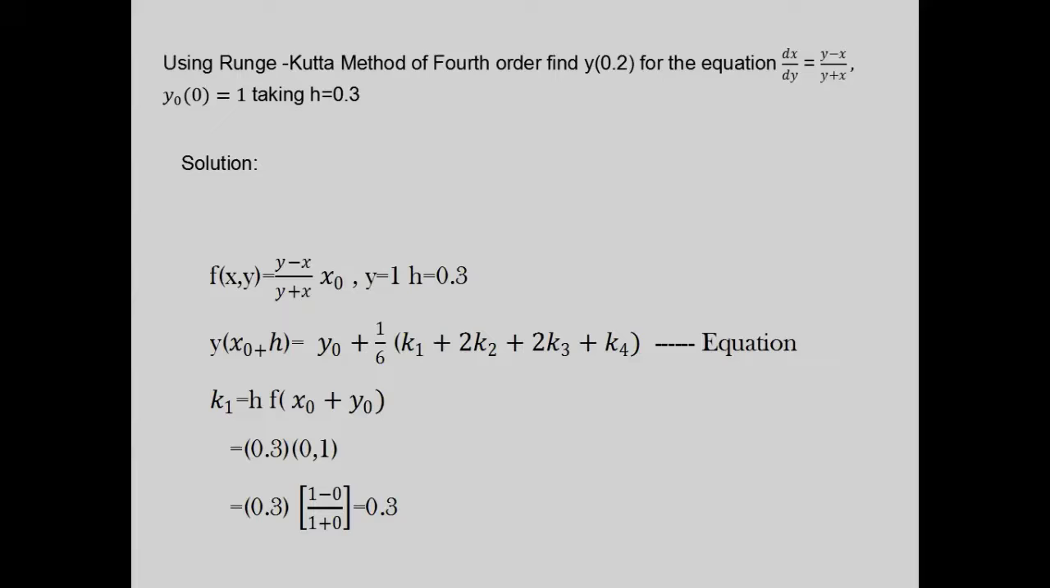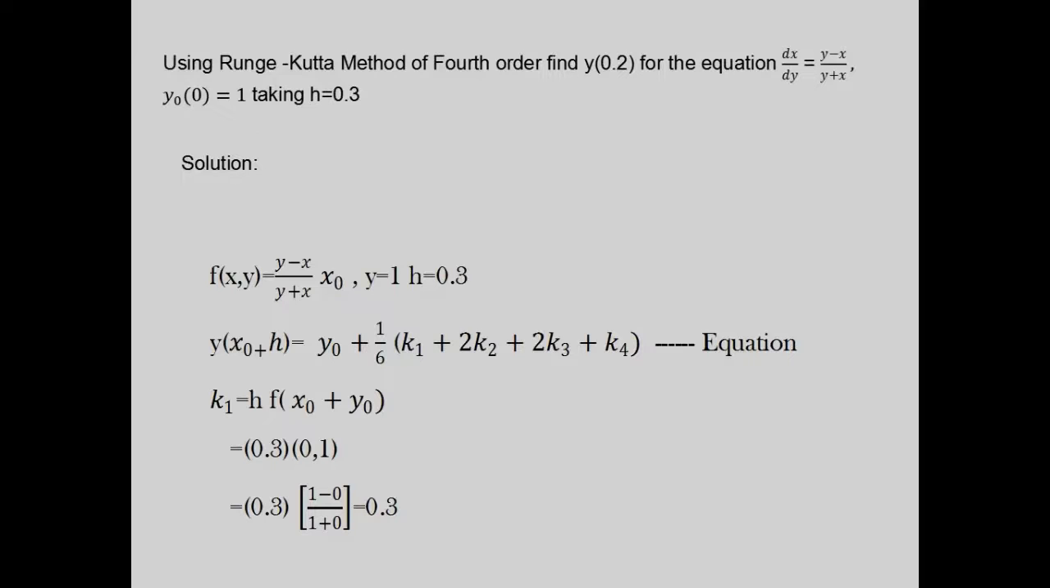Use Runge-Kutta method of fourth order. Find y at x equals 0.2 for the equation dy/dx equals (y minus x) over (y plus x), with x naught equals 0, y naught equals 1, taking h equals 0.3. So your f(x, y) is equals (y minus x) over (y plus x). The initial value x naught is 0, so your y naught is equals to 1 and your h is 0.3.